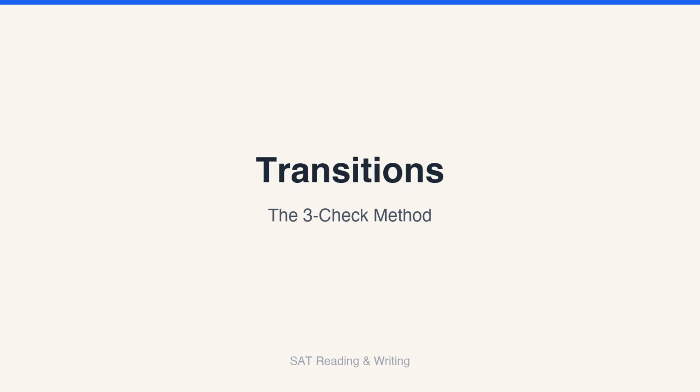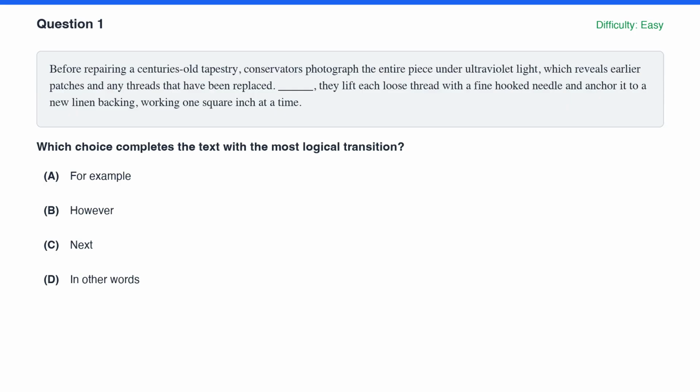Transitions. One blank, four smooth-sounding words, and only one of them tells the truth about how the two ideas connect. No rules first. Watch me take this one cold. Before the choices get a vote, cover the blank and read what sits on each side of it.